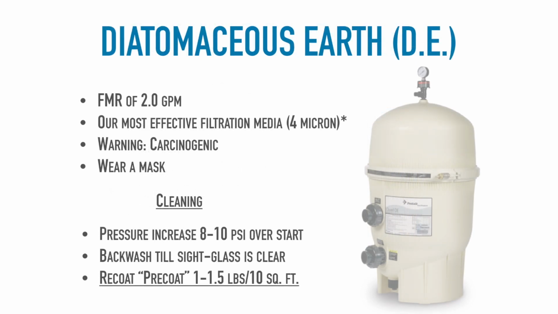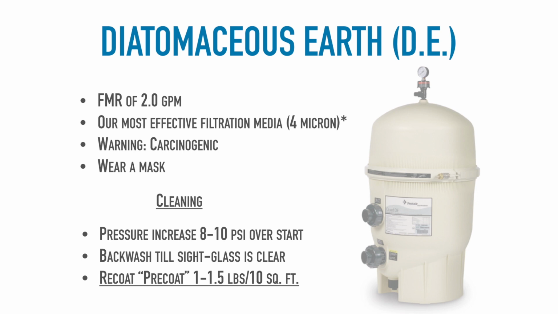Now, the last kind of filter we're going to be talking about in this chapter is diatomaceous earth, or DE. A diatomaceous earth filter uses diatoms as its filtration agent. A diatom is essentially in the family of plankton, and it's the exoskeleton of an ancient plankton that's been crushed up into a really, really fine powder.